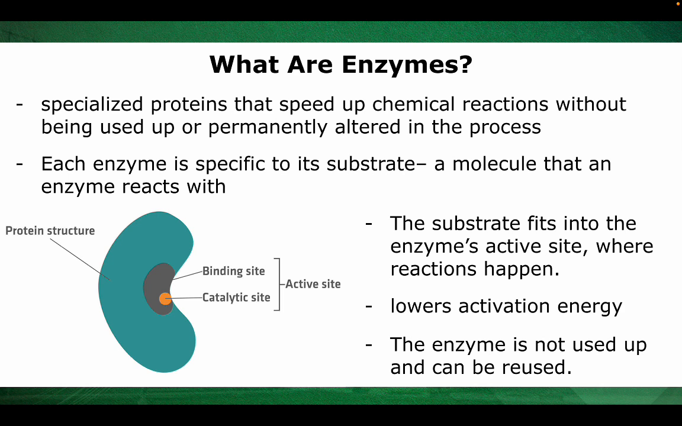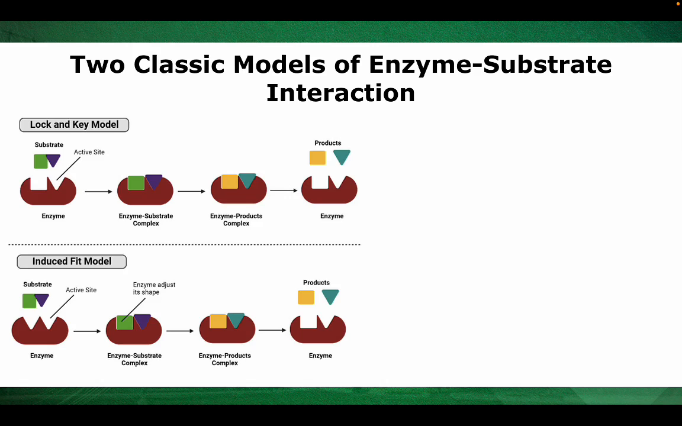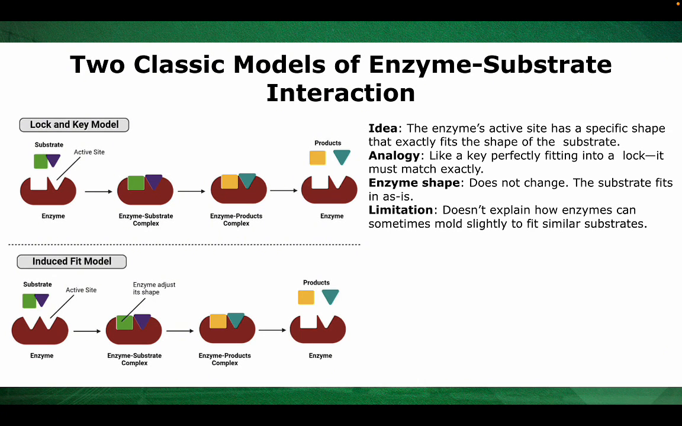Now, let's talk about how enzymes interact with their substrates, or molecules they work on. First, we have the lock and key model. In this model, the enzyme's active site has a fixed shape that fits only one specific substrate. It's like a key fitting into a lock. The idea here is if the shape doesn't match, the substrate won't bind. This helps explain why enzymes are highly specific, but it has a limitation.